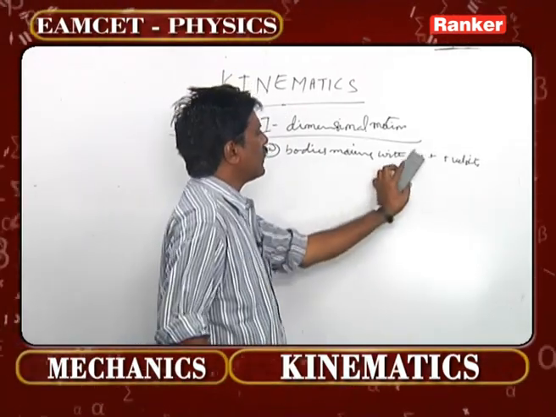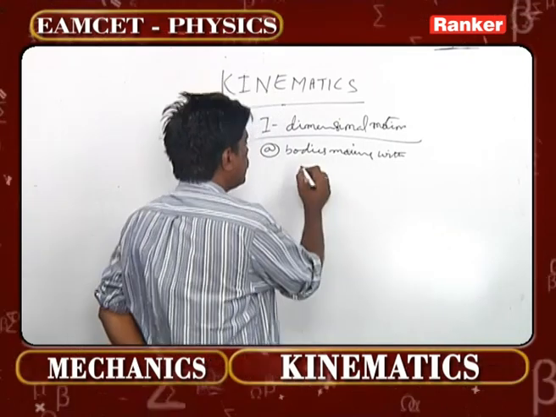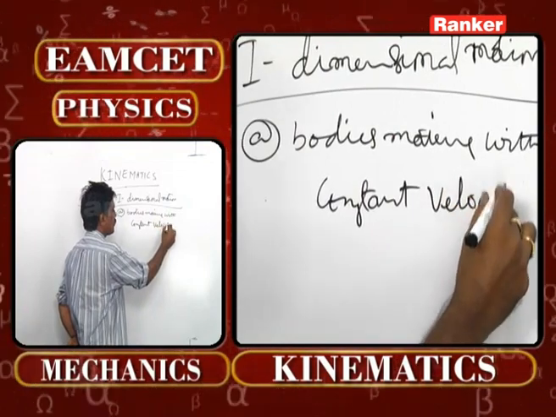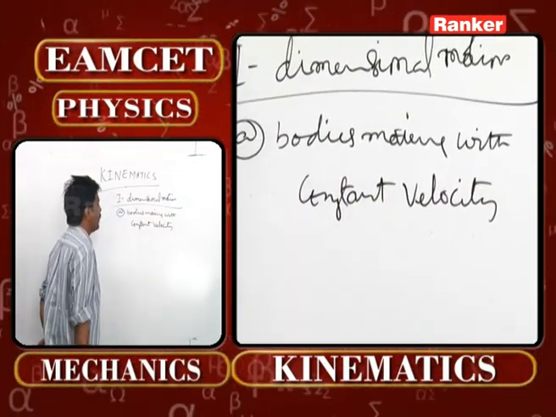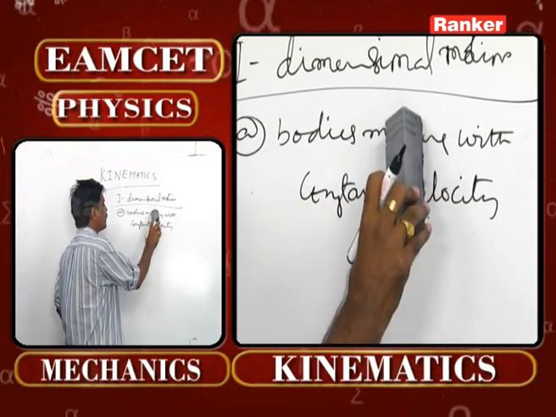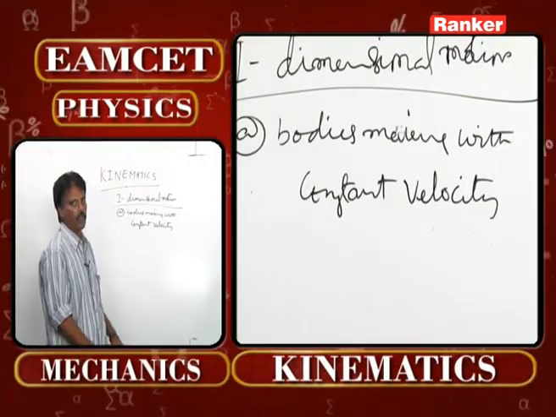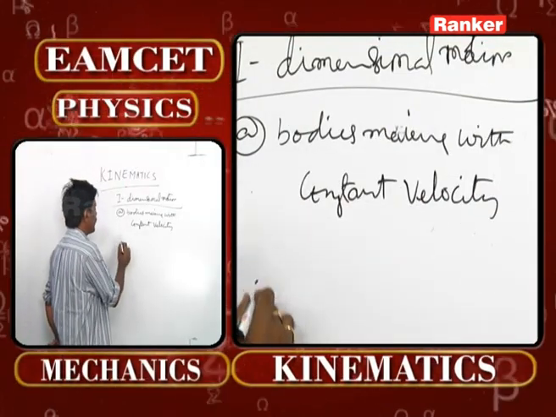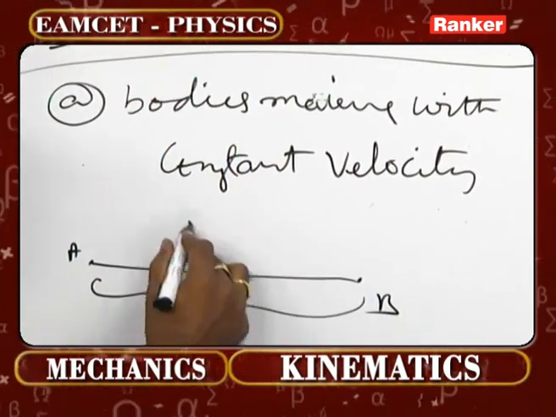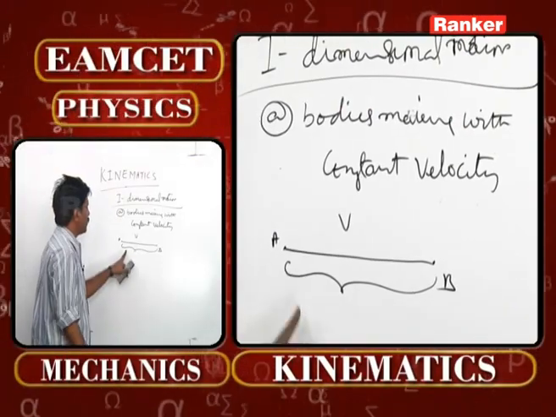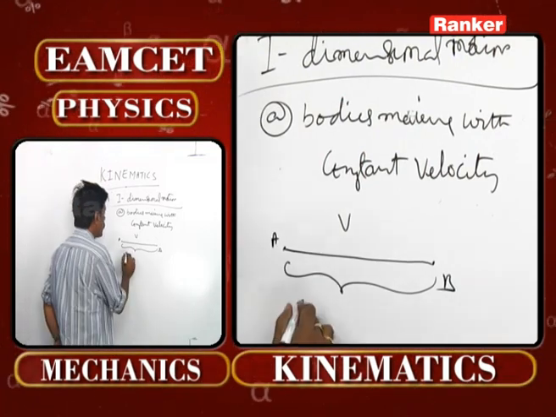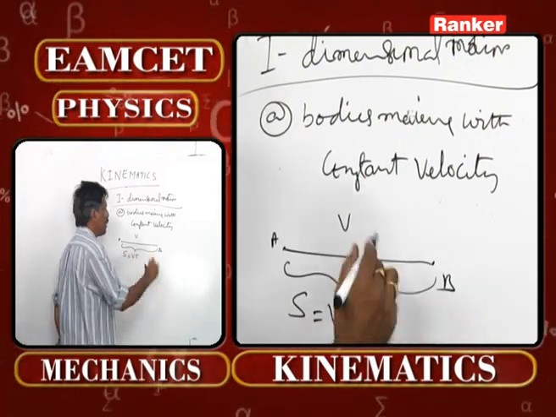Body is moving with constant velocity. In this aspect, velocity remains constant during the given period of motion of the body. For example, a body started at the point A and reached the point B. If its velocity remains constant throughout the motion, then it comes under the constant or uniform motion of the body. In this case, displacement is equal to velocity into time.